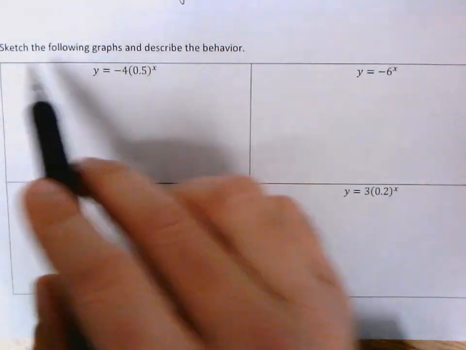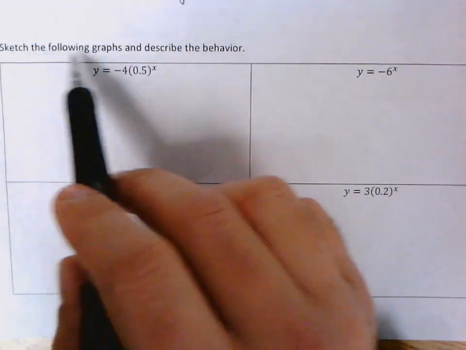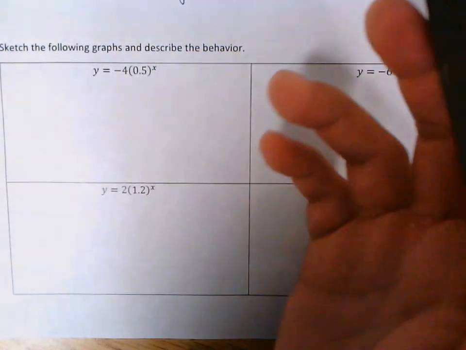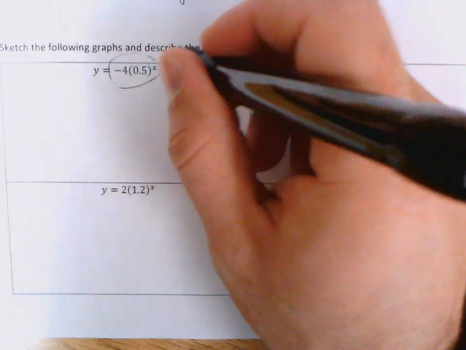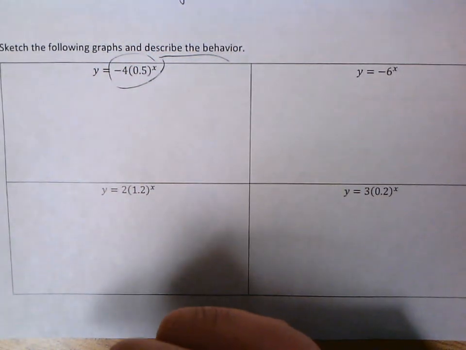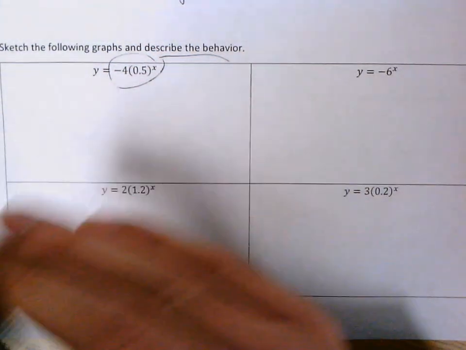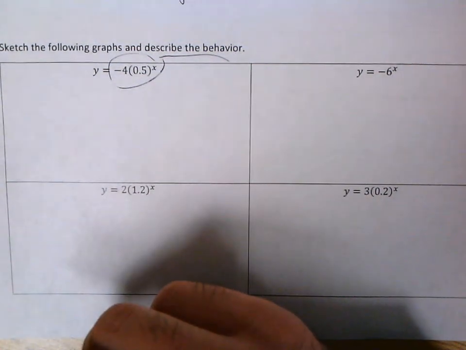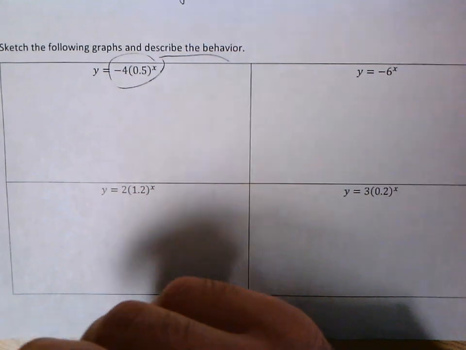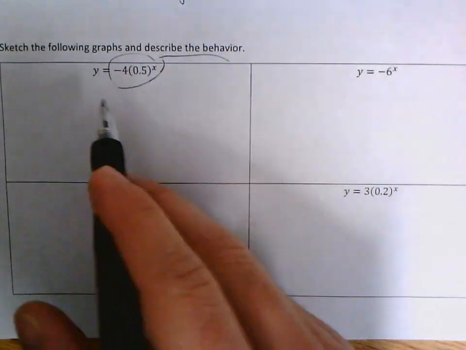So what we have to do is right here. It says sketch the following graphs. That means that they don't have to be perfect. They just have to reflect this exponential function here. And then it says describe the behavior. Is the graph increasing from left to right? Is the graph decreasing from left to right? That's pretty much all that we want to know. So here's the first example.